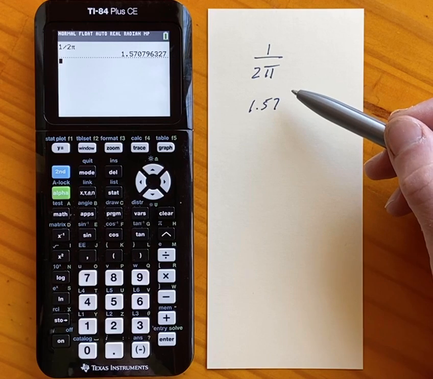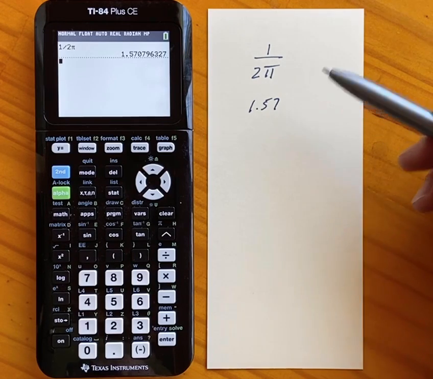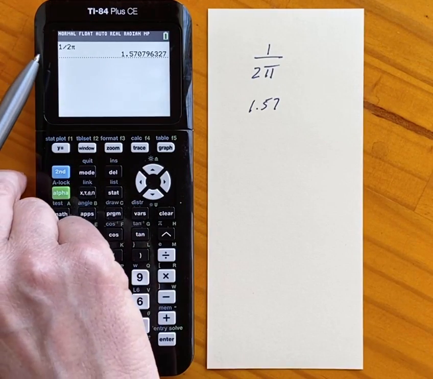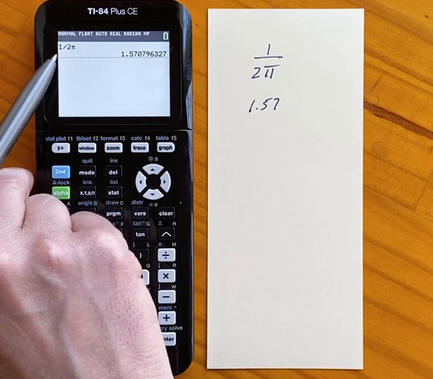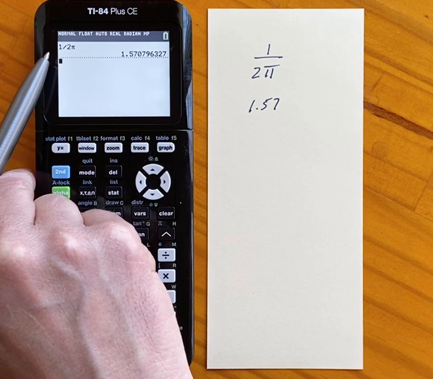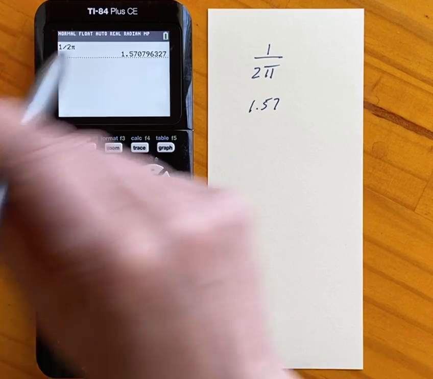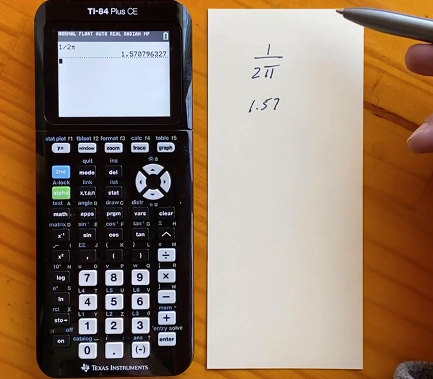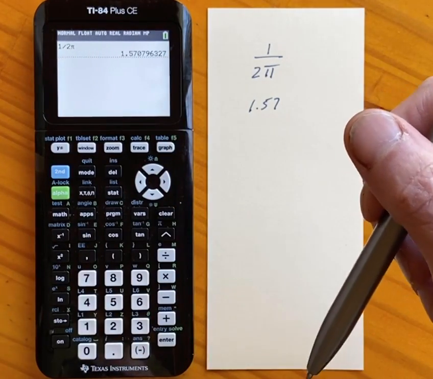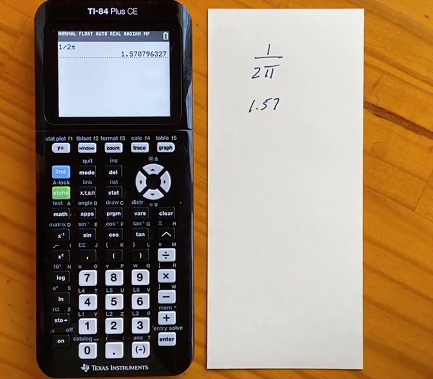In fact, what we have here is a miscommunication. Your calculator misunderstood what you wanted to do here when you typed in 1 divided by 2 pi. In fact, what your calculator thought you really wanted was 1/2 pi. 1.57 is 1/2 of pi. So your calculator thought this pi was in the numerator when you thought it was in the denominator.